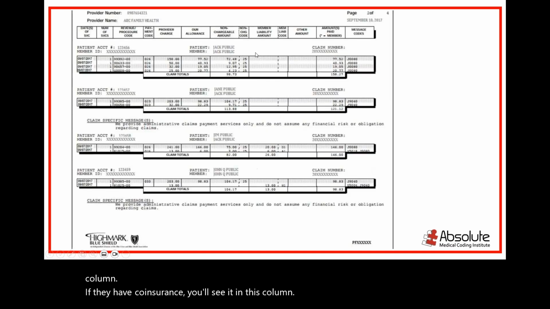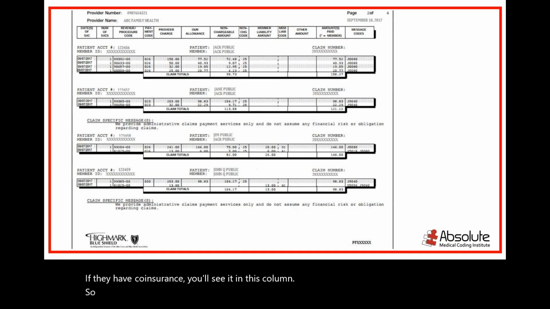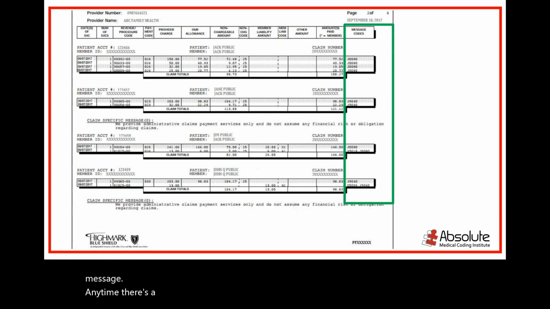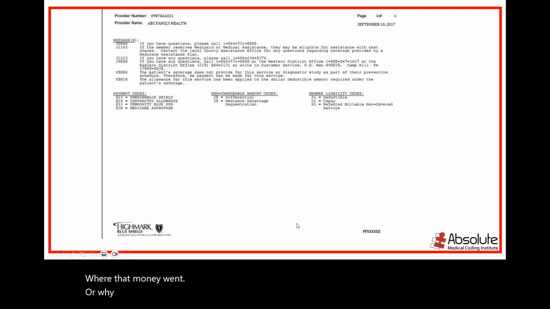So anytime there is some type of payment that the patient is responsible for, often there is a message. Anytime there's a rejection, a denial, or the payment was not paid at 100%, there's often a message. And these message codes tell the biller or the coder where that money went or why the claim was not paid. So let's see why, and here are the messages.